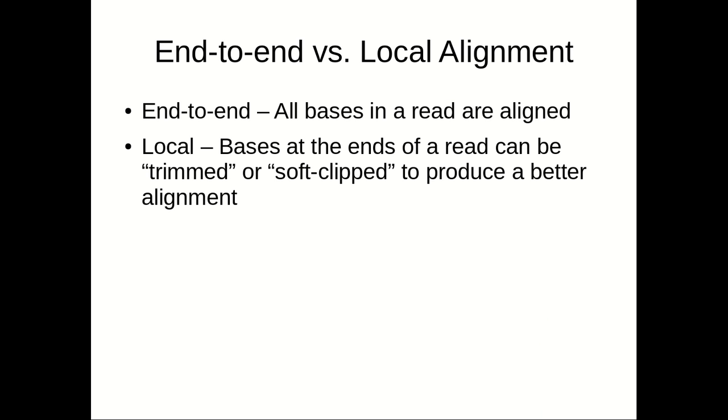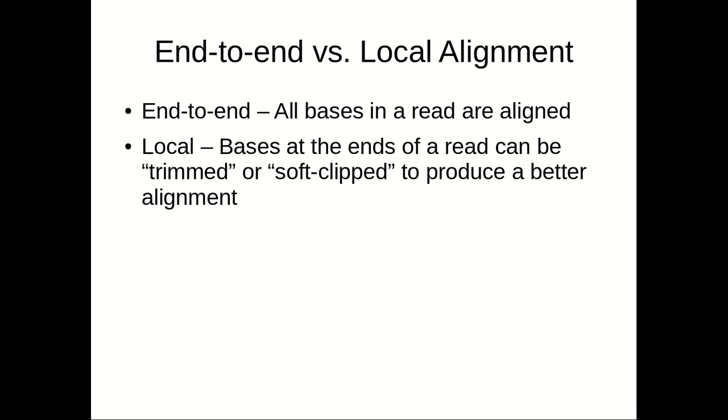And so there are a few theoretical points I want to touch on here. One is end-to-end versus local alignment. So this is a choice that you'll generally have to make when you run read mapping software. In end-to-end mode, all bases in a read are aligned. So the alignment has to involve every single base from one end to the other in the read, in the short sequence, and we can't get rid of any of them.